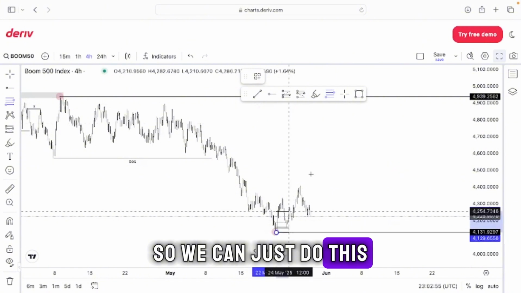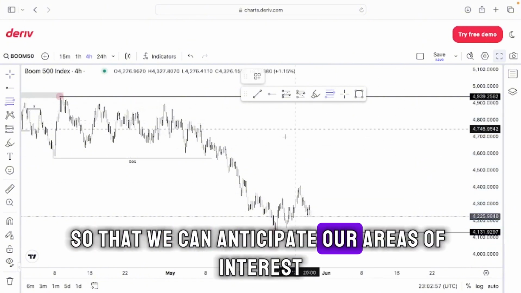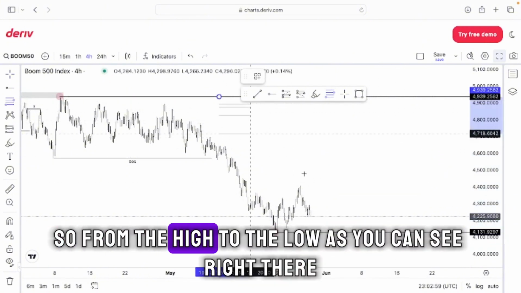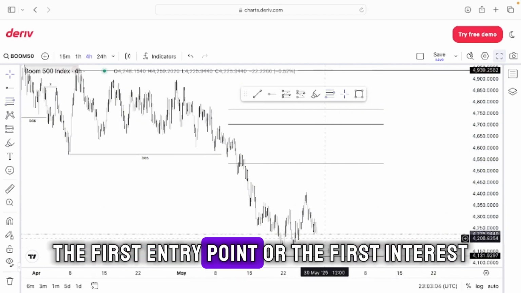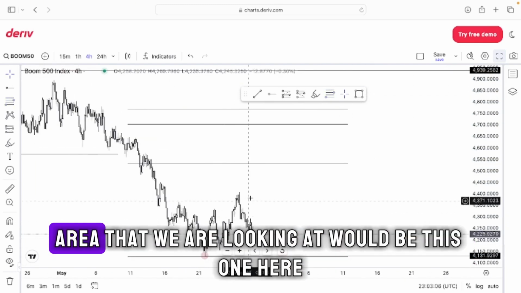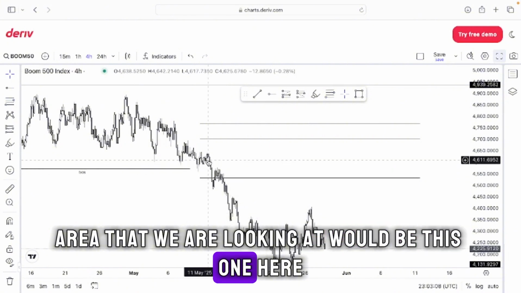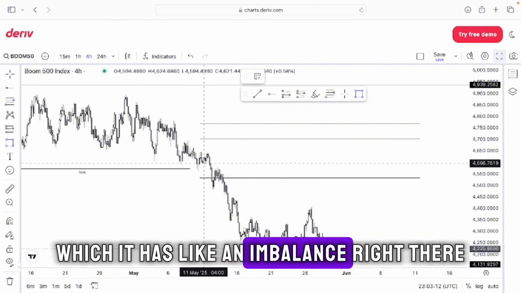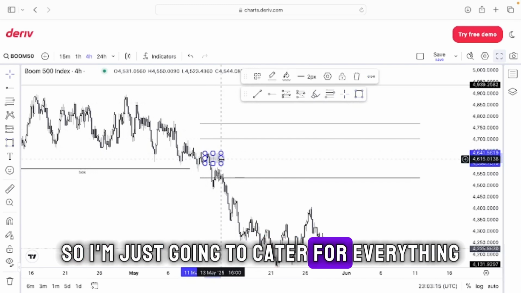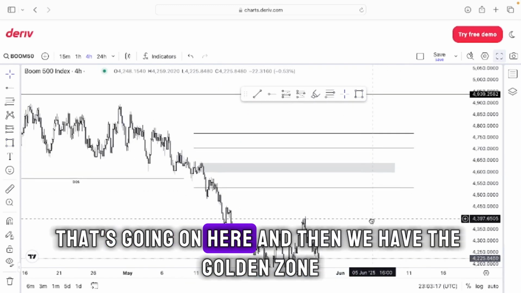So we can just do this so that we can anticipate our areas of interest. From the high to the low, as you can see right there, the first interest area that we are looking at would be this one here above the 0.5 level, which has an imbalance right there. So I'm just going to cater for everything that's going on here.